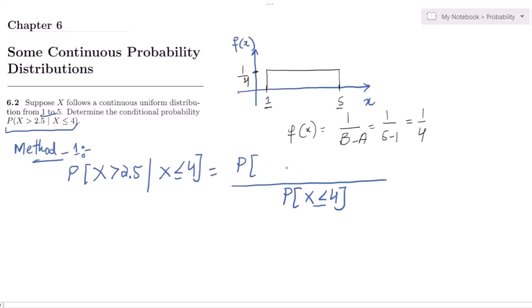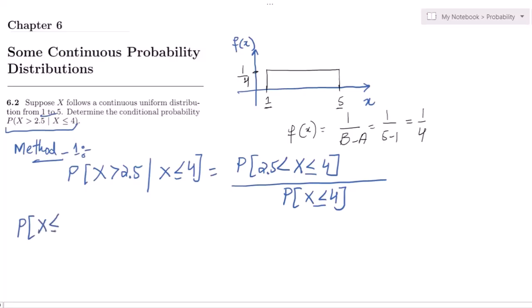Okay, let me write it in combined method. So it would be x is greater than 2.5 and less than or equal to 4. Okay, so there we have it here. In order to find both of them, what do we have to do? We have to use the similar formula for finding the probability density function here.